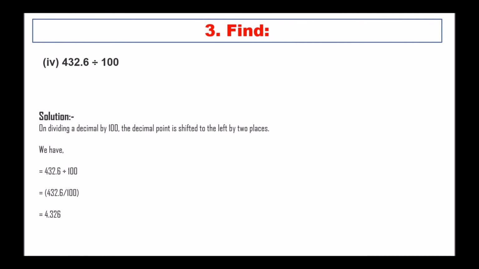Next, 432.6 divided by 100. Now here the decimal is here. While dividing by 100, it will shift to the left by 2 places. So it will come here. So the answer is 4.326. Next, 23.6 divided by 100. So now the decimal point will come here before the 2, so it will become 0.236.